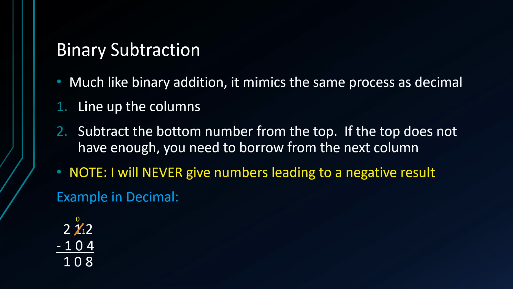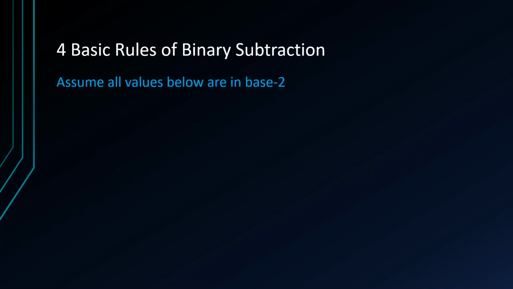Binary is going to work the exact same way. If we can't subtract from the top number, we're going to have to borrow from the next column over. So let's take a look at this. Again, we're going to assume all the values below are in base 2. We only have 4 rules this time. 0 minus 0 is 0. 1 minus 1 is 0.